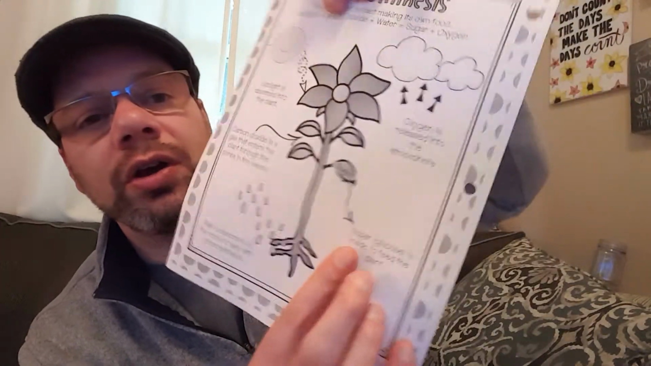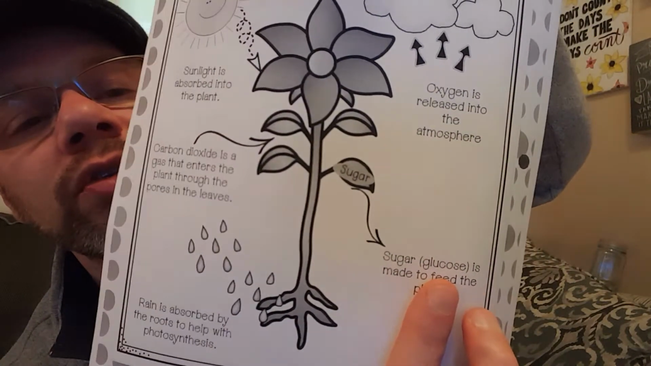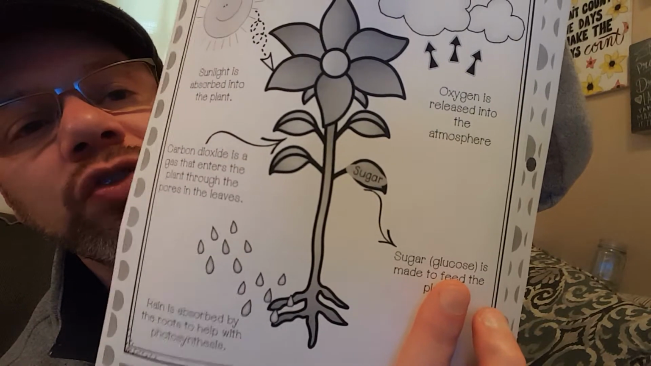Okay? And what they create, when all of these three things happen, the plant is able to make its own sugar. And another word for sugar is this word right here, glucose. So the plant is able to make its own sugar, and sugar is its food. Isn't that amazing?